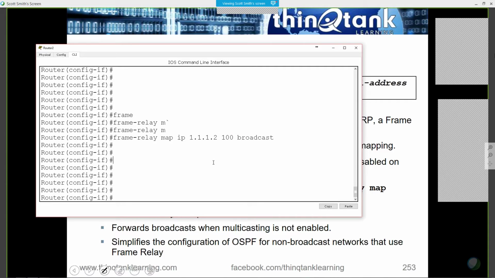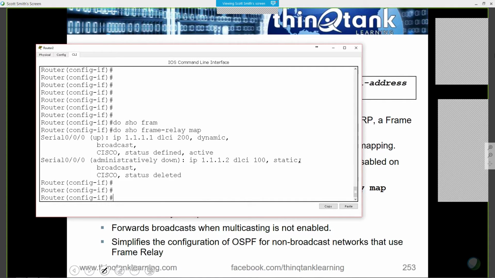So if I do a show frame relay map, now you can see it's static. It's down because I used the wrong DLCI. But you get the idea. I'm on the wrong router. I was supposed to do that on the other router. Okay. By the way, deleted, that tells me there's something wrong on the local side. Yeah, there is something wrong on the local side. You don't have DLCI 100, right? You have DLCI 200.